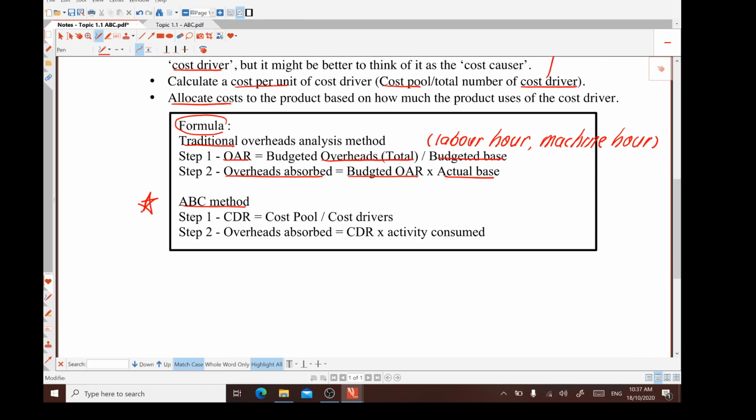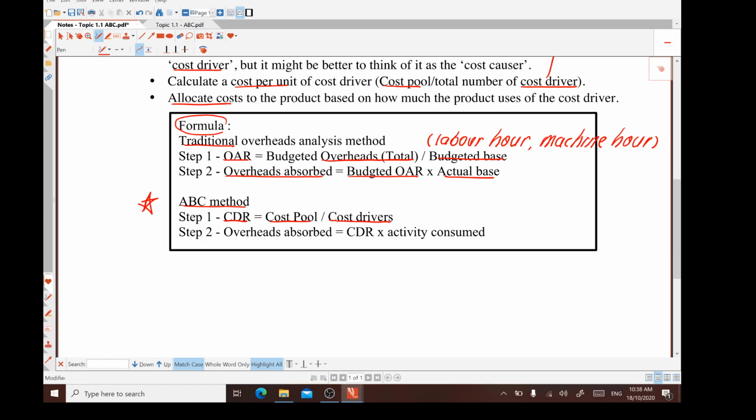Now, in terms of complexity, of course, that would be ABC. In terms of reliability, once again, it's ABC, especially for product costing and pricing. Now, we have to go for 2 different steps again. Let's see which are the 2. The first one is the CDR, the cost driver rate. For this cost driver rate, we are taking the cost pool divided by the cost driver. I think I mentioned it more than twice just now, so it's not a problem.